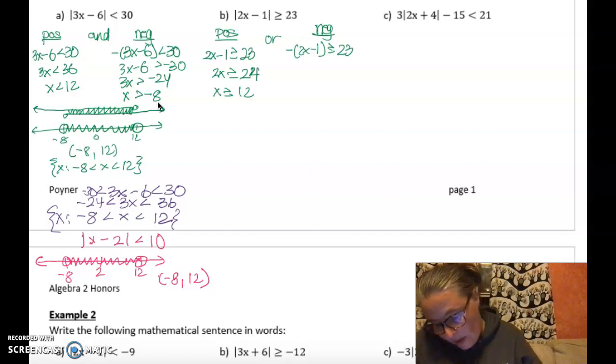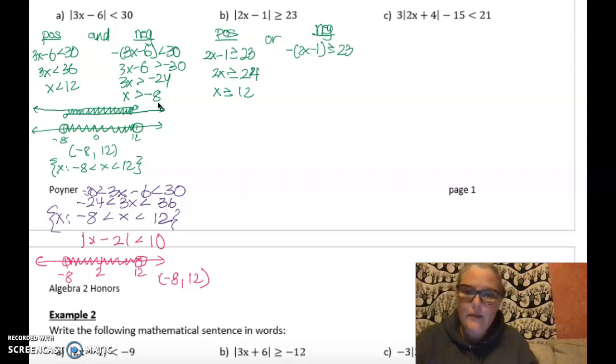And on the other one, okay, divide both sides by negative 1 first, or you could distribute the negative. It doesn't really matter. It's like a stylistic thing. 2x minus 1 is less than or equal to negative 23. Some people skip the first step and just remember to switch a sign and set it less than or equal to negative 23. Also works. I'm fine with whatever.